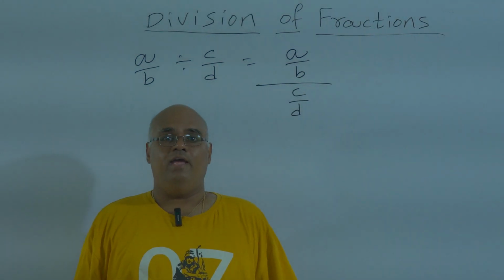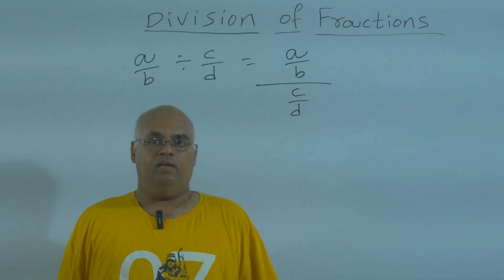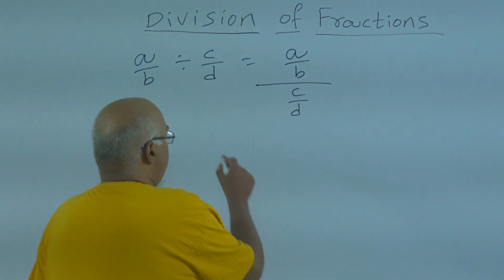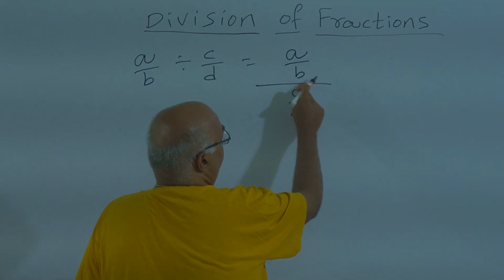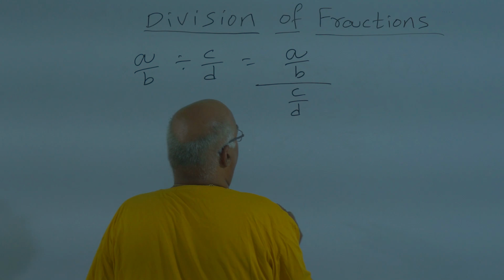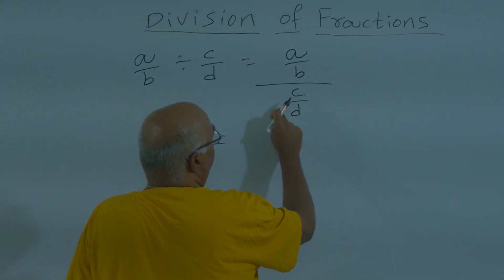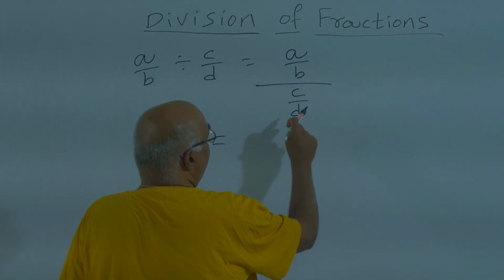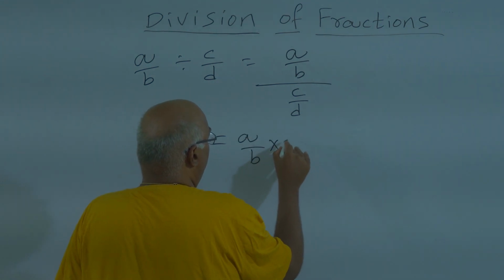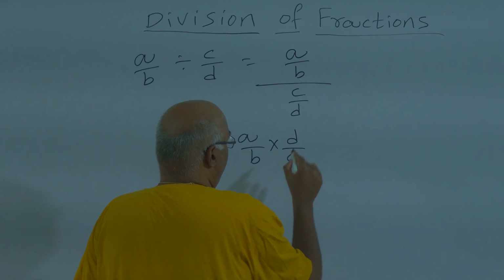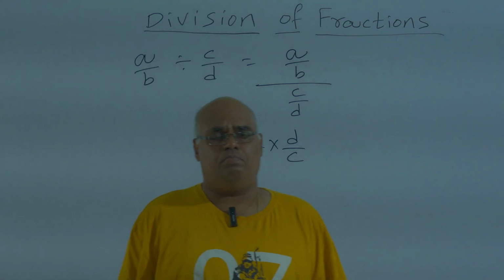So when you are dividing one fraction with another fraction, what you do is find out the reciprocal or the multiplicative inverse of the denominator fraction. So the multiplicative inverse of c by d is d by c. So this is equal to a by b into d by c. So the division of fraction is very simple.